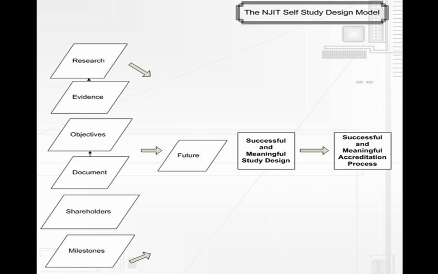The NJIT Self-Study, in its present form, is depicted as a variable model. That is, the NJIT Steering Committee and working groups have identified and validated 5 predictor variables, or independent variables, that when taken successfully and together will allow us to achieve a successful self-study design, the dependent or outcome variable of the model. This design will, in turn, allow us to create a successful and meaningful accreditation process that will conclude in the spring of 2012. Let me take you through the 5 predictor variables.